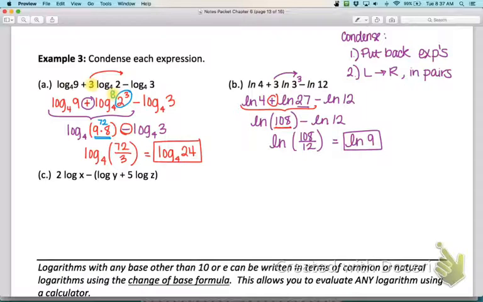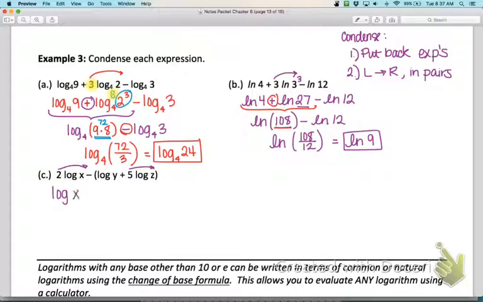So the last example here has variables, and I think it's probably even easier with the variables because you don't have to worry about simplifying all of these expressions. So we're going to do the same first step. We're going to put the exponents back. So we'll start by putting these two back.